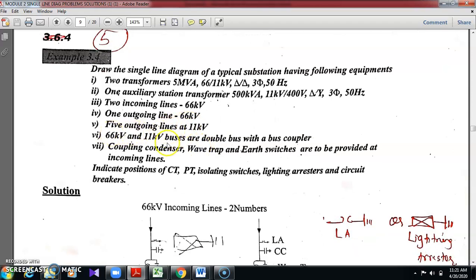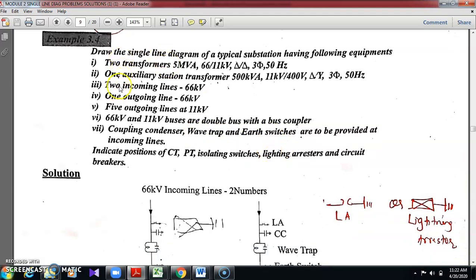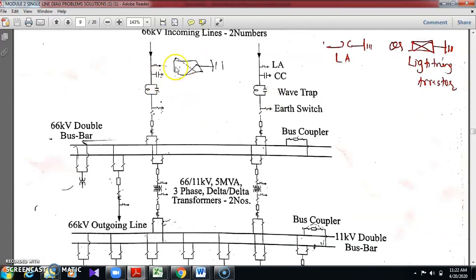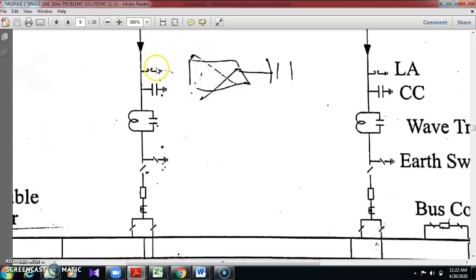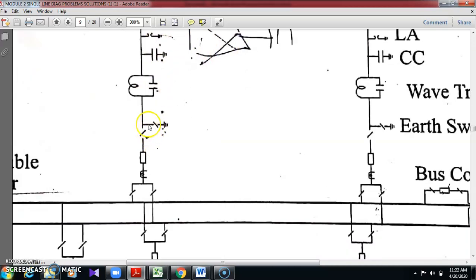Both 66 and 11 kV are double bus bar, and on both sides we are using a bus coupler. Okay, along with this, you also have to provide a coupling condenser, wave trap and earth switch. Okay, 2 incoming, 2 transformers, and 5 outgoing lines. For the 2 incoming 66 kV lines, provide a lightning arrestor, draw a rectangular box, lightning arrestor, coupling condenser, wave trap, earth switch. Remaining process same: isolator, circuit breaker, isolator.